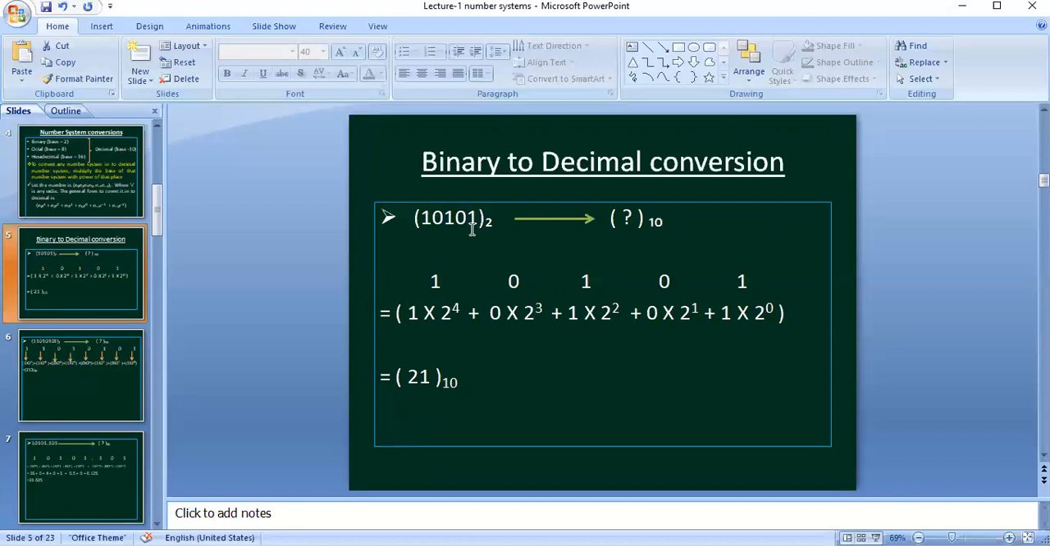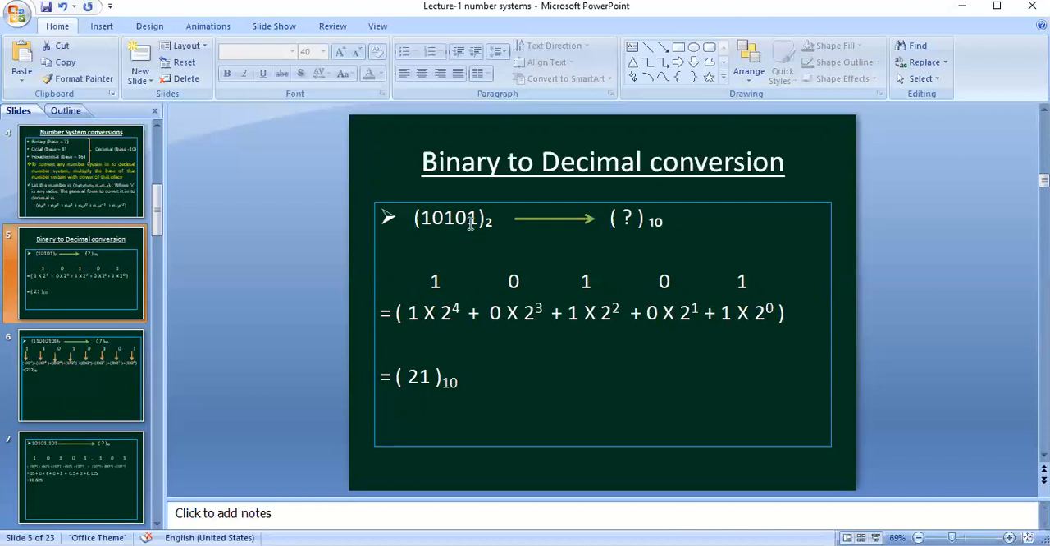I'm taking the positional values from right to left. What is the positional value here? This is a binary number, so for a binary number the positional values start with 2 power 0, then 2 power 1, 2 power 2, 2 power 3, 2 power 4, and so on, increasing the power.